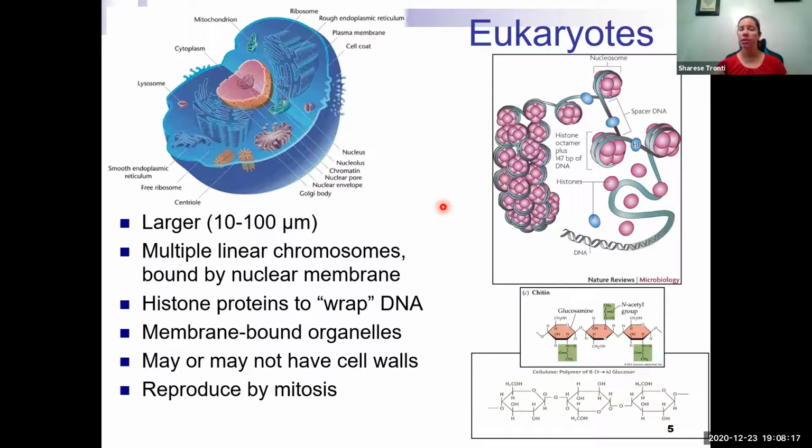We also have lots of membrane-bound organelles in eukaryotes. So we have the ER, endoplasmic reticulum. We have Golgi body. We see mitochondria, lots of them. Eukaryotes may or may not have cell walls. So human cells do not have cell walls. As we talked about in chapter 1, chitin is in the cell walls of fungi. Cellulose is in the cell walls of algae. And eukaryotes reproduce by mitosis.